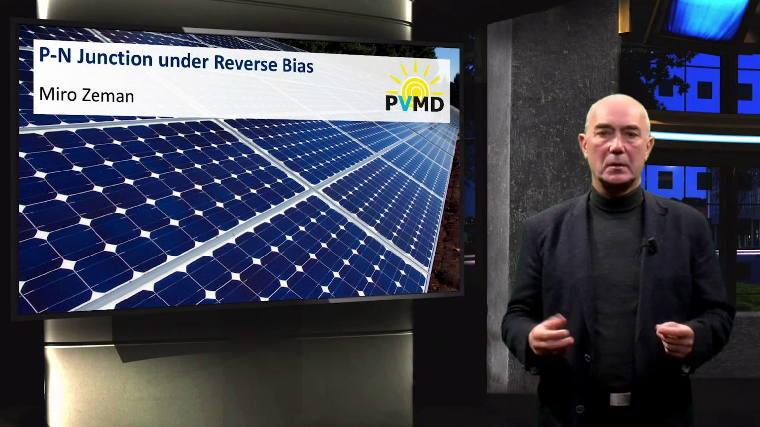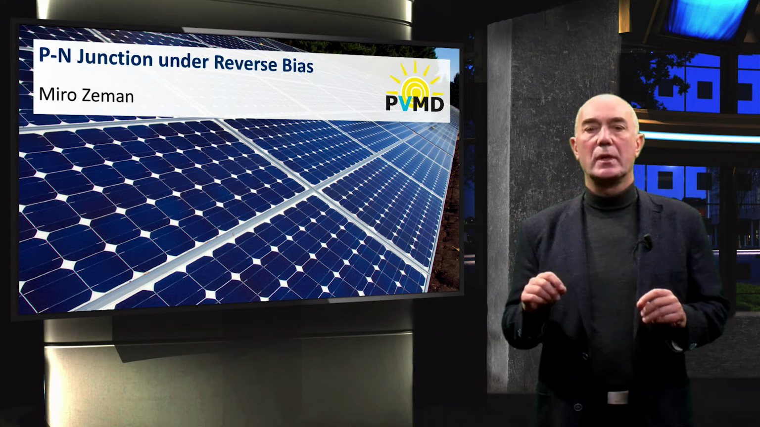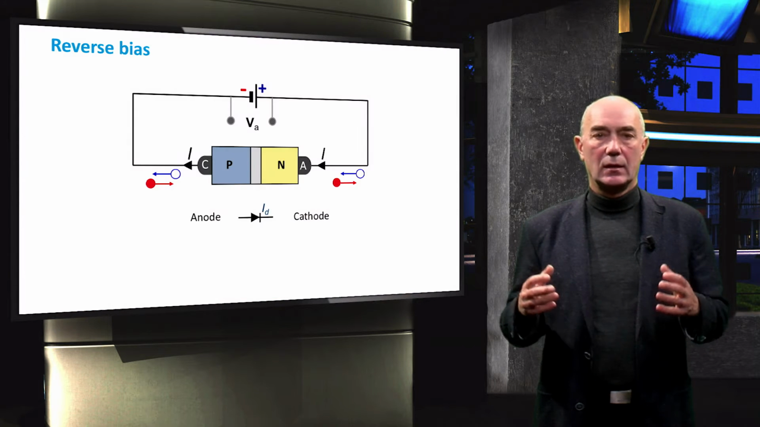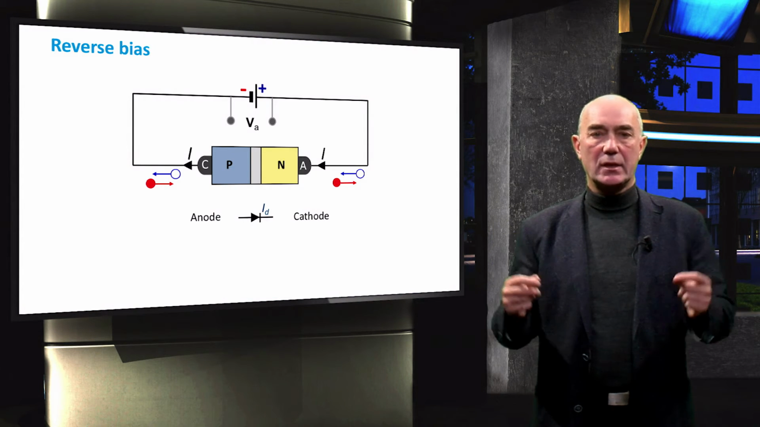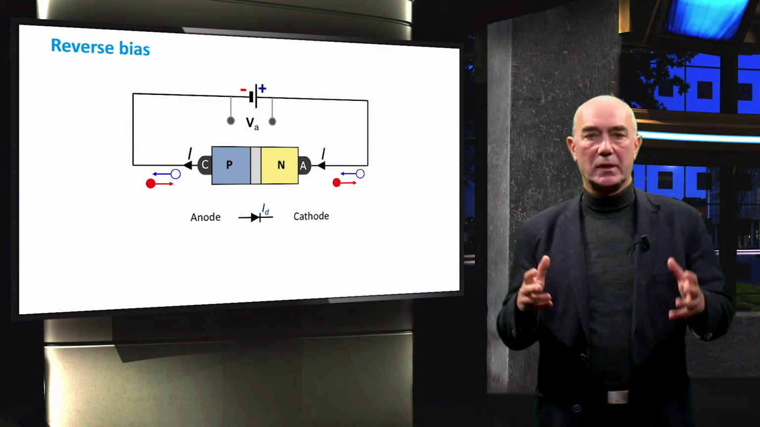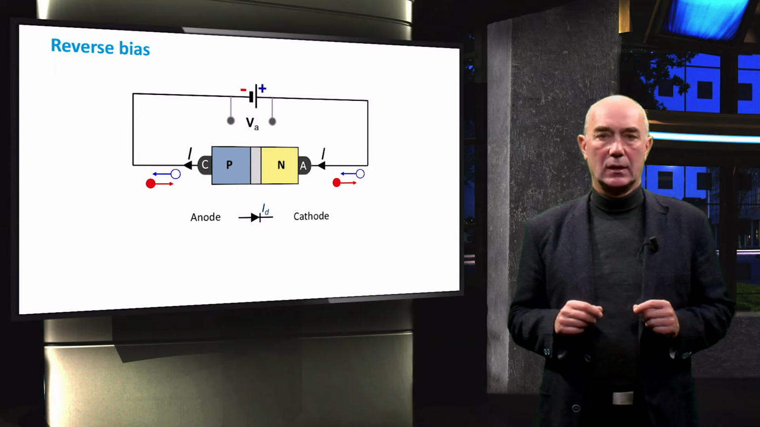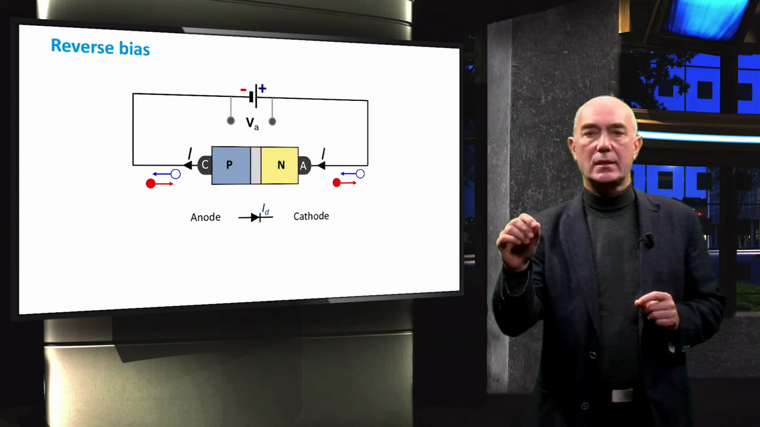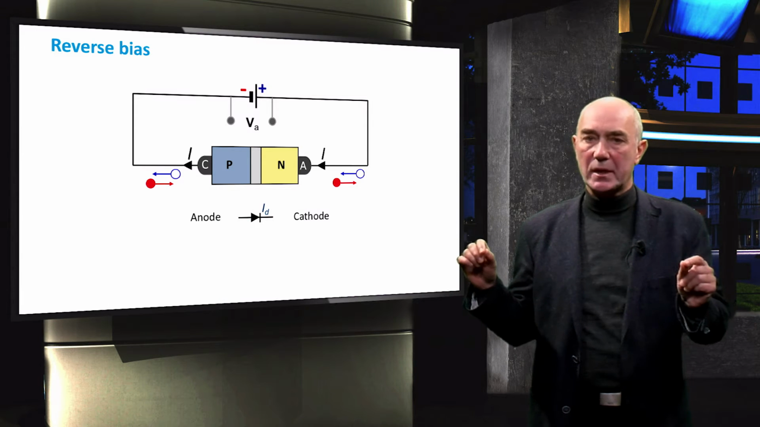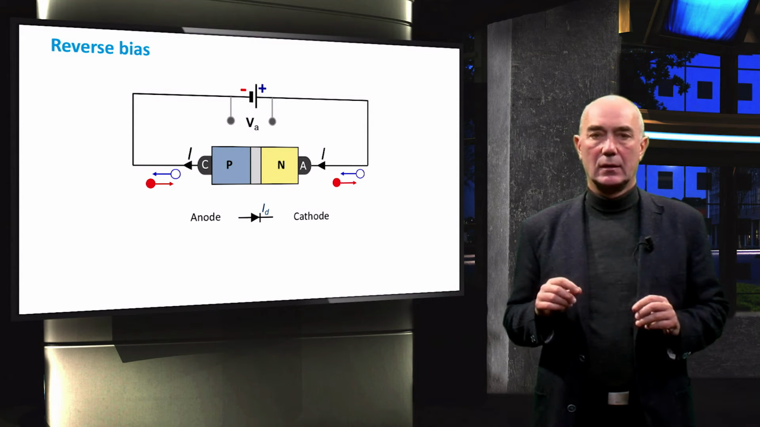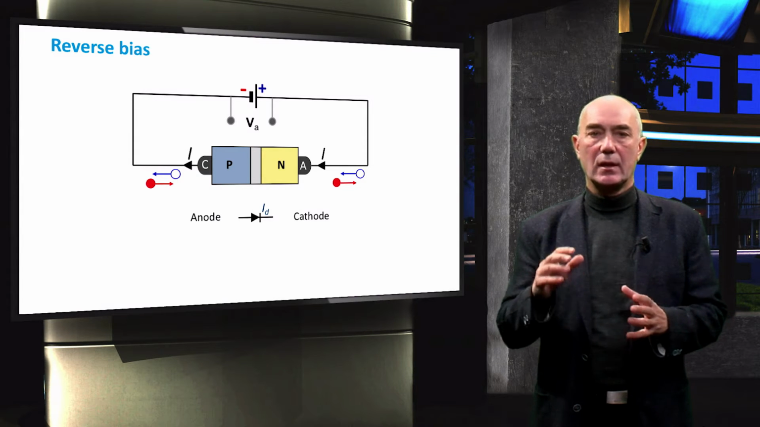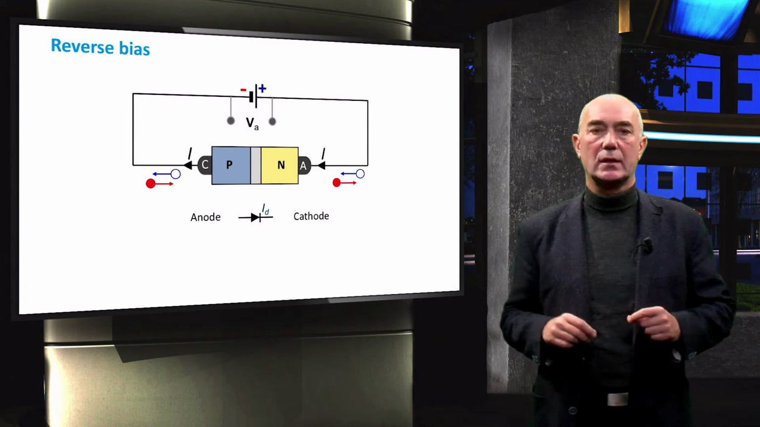In this video, we will see what happens when we apply a reverse bias to a p-n junction. Here we see a schematic picture of the electrical connection of a p-n junction at reverse bias voltage condition. As you can see, this time we apply a negative voltage to the p-type region with respect to the n-type region. Let's take a look at how this affects the p-n junction by first using the bonding diagram.